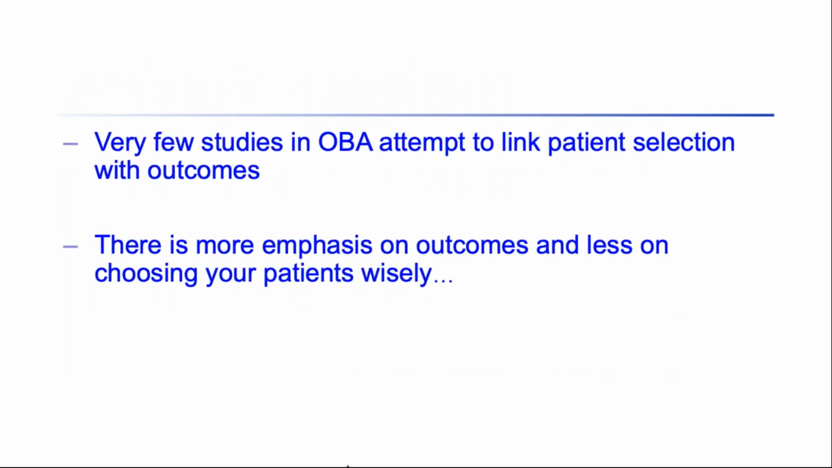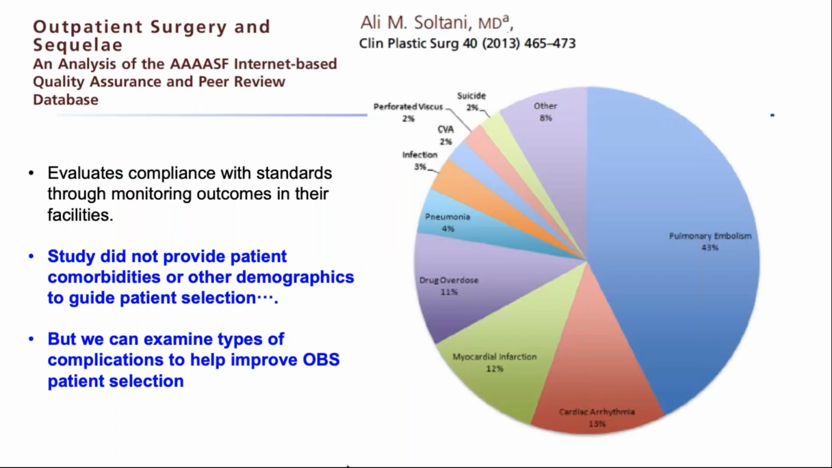And so we really have to look at other studies or maybe indirect evidence to make these decisions. This is another paper from plastic surgery. This looked at the AAAASF internet-based quality assurance and peer-reviewed database, and these were actually outcomes. They looked at the frequency of different outcomes, and no surprise that pulmonary embolism and cardiovascular complications were by far the most common complications. And the question is, patients who do suffer these complications, were there any pre-existing conditions or any procedure or facility-associated factors that led to these complications?